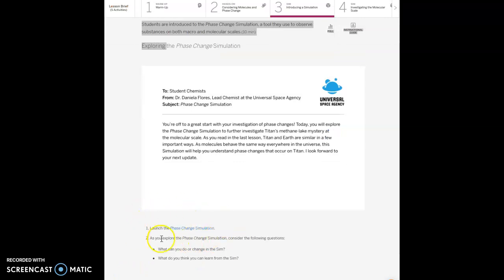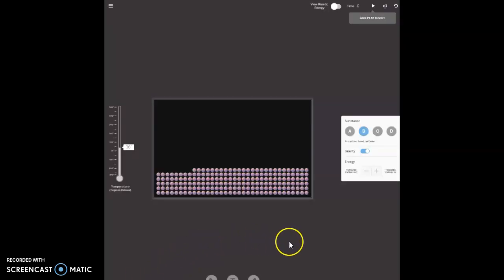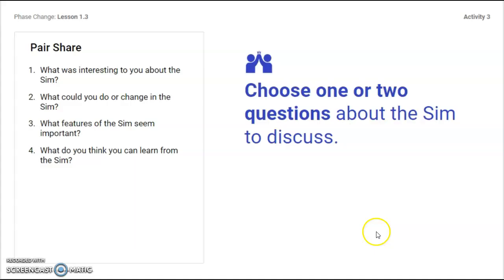If you scroll down below, there is a phase change simulation. You're going to want to go ahead and click on this. As you explore, you're going to look at what you can do or change in the sim and what you think you can learn from the sim. When you open up the sim, this is what it should look like, and you should just explore and see what this sim can do.